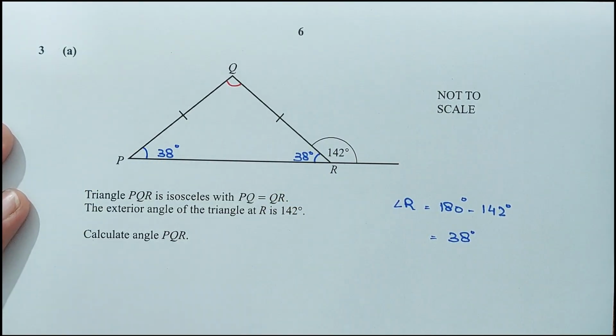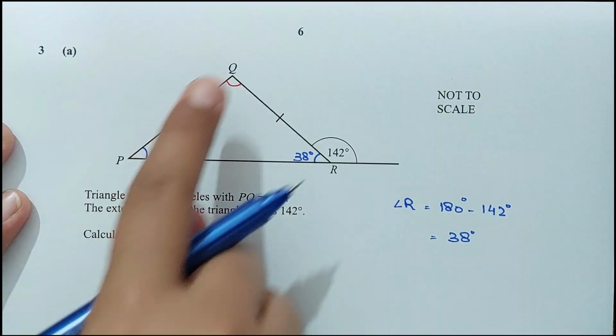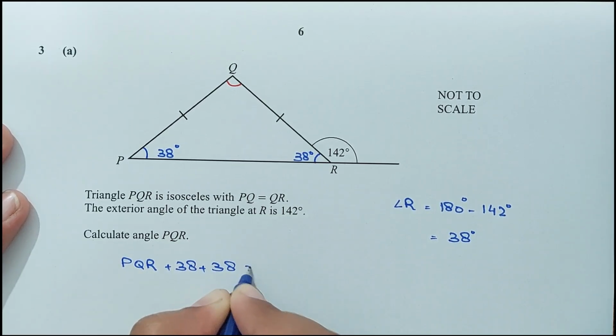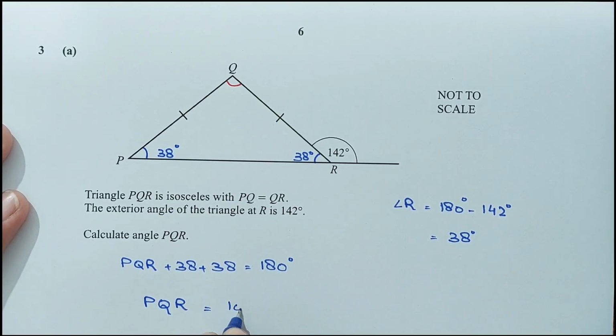Let me solve for angle Q. Now the next concept is the sum of all angles of a triangle add up to 180. So we can say angle PQR plus 38 plus 38 equals 180. So angle PQR is going to be 180 minus 38 minus 38.